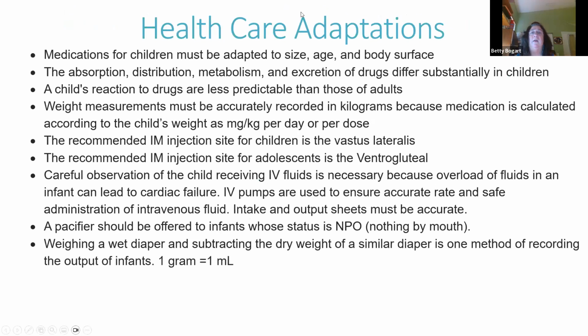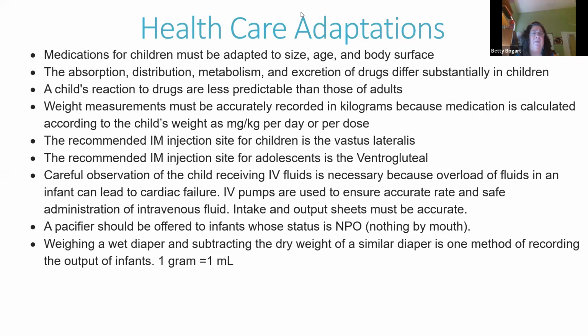So, healthcare adaptations. Well, medications for children are different than adults. We don't give 2 Tylenols to children like we do adults, right? So again, it's milligrams per kilogram. Also, some medications can't be given at certain ages. For instance, you can't give Motrin for the first 6 months of life. At 6 months old, you can give that ibuprofen, okay? So it does make a difference.